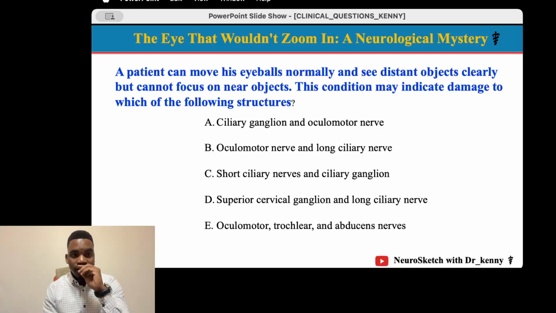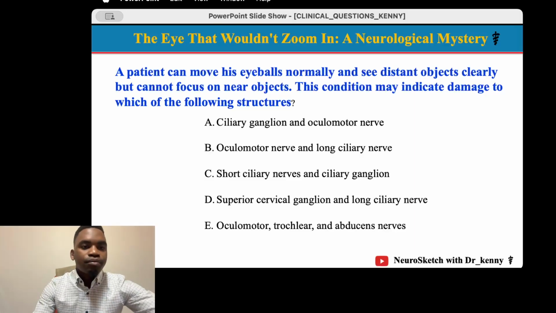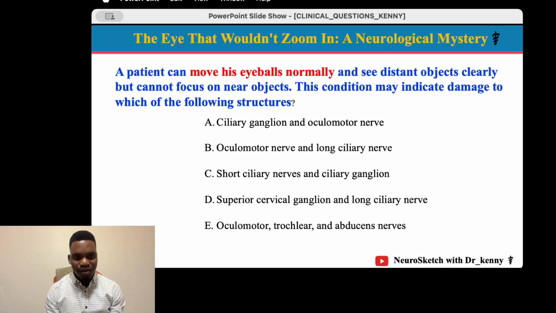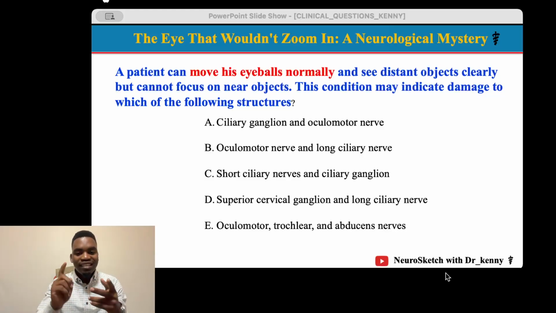So number 1. Now listen to the question. The question tells you a patient can move his eyeball normally. So if we know this, what are the nerves associated with the movement of the eyeball? That will be cranial nerve 3, cranial nerve 4, and cranial nerve 6. So your 3, 4, and 6 are completely fine. This is why the patient can move the eyeball normally.